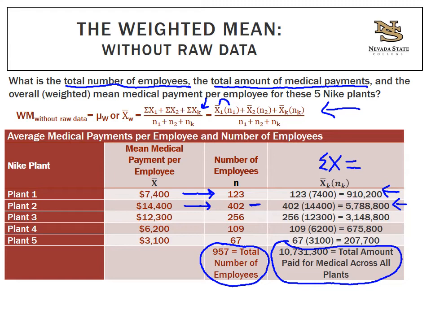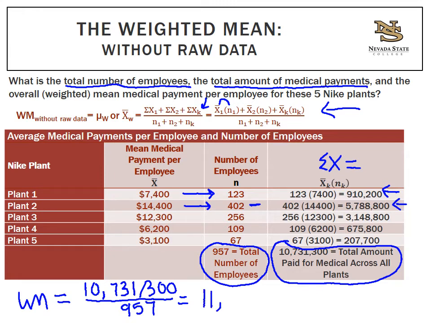But we want to know the weighted mean, or the average. So our weighted mean equals the sum of x times n across the board, adding all these together. So the total value of medical payments, $10,731,300, divided by the total number of employees, 957, and you end up with a weighted mean of $11,213. I'm going to round to the hundredths place since we're dealing with money, 48 cents.